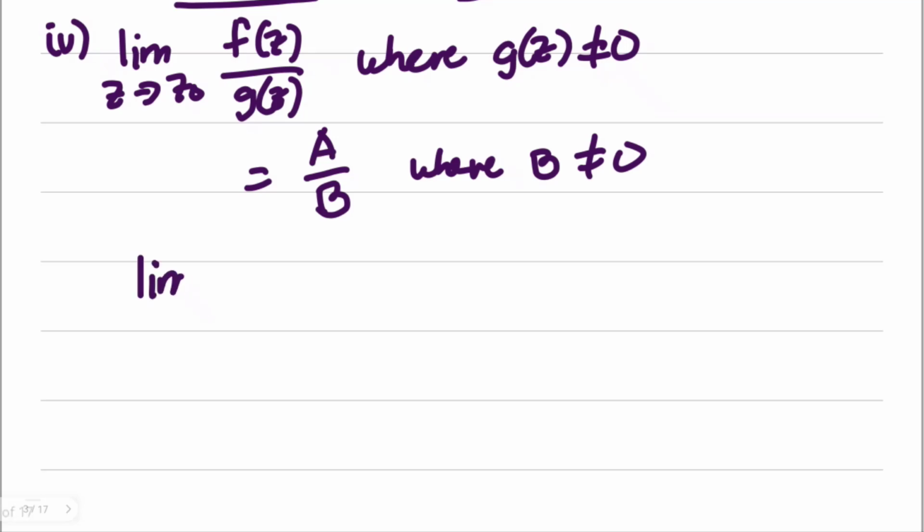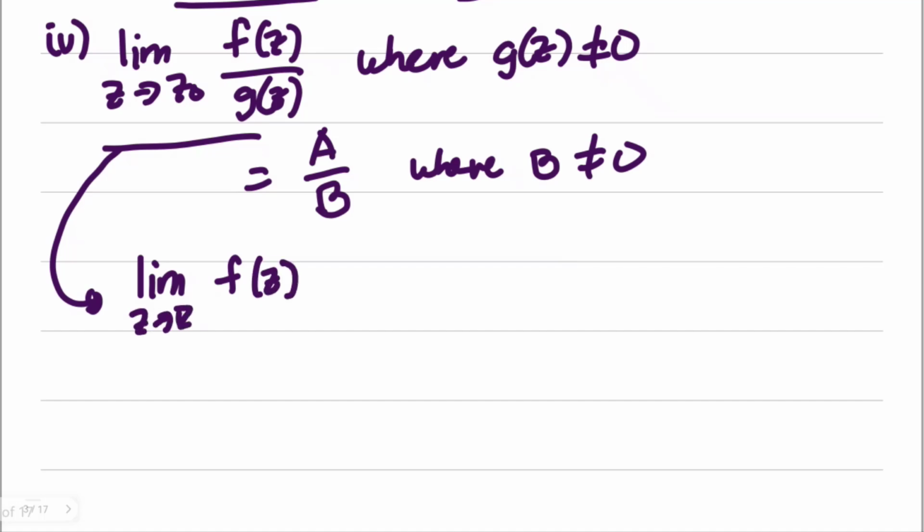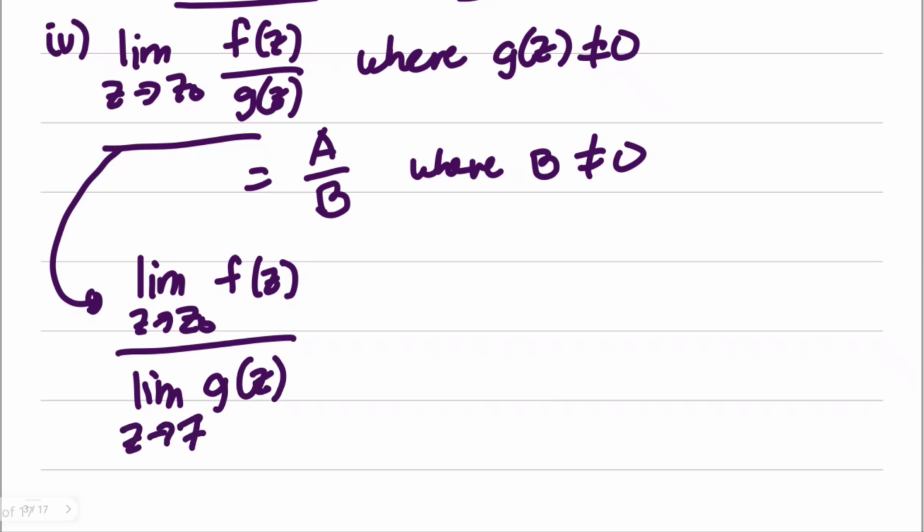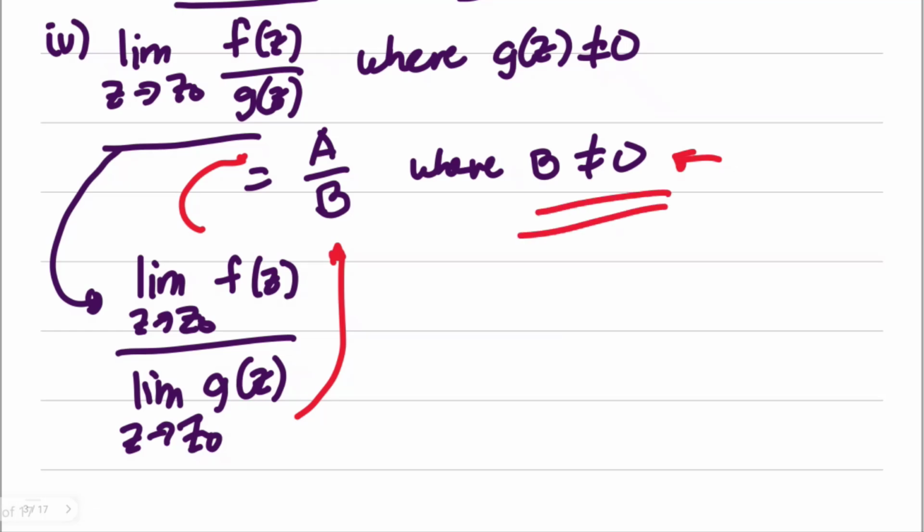So the limit of this one could be distributed to the numerator as z approaches z sub 0, all over the limit of g of z as z approaches z sub 0. And again, this is equivalent to a and this is equivalent to b. Hence, this would hold again for this restriction. These are the limit theorems for the fundamental operations.